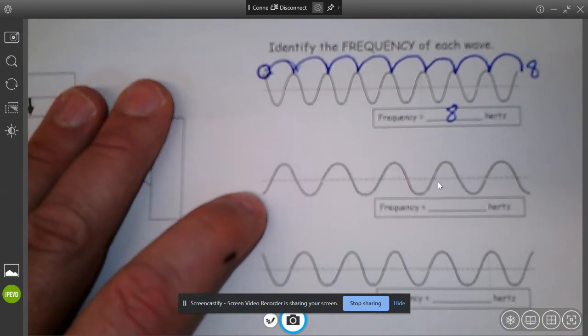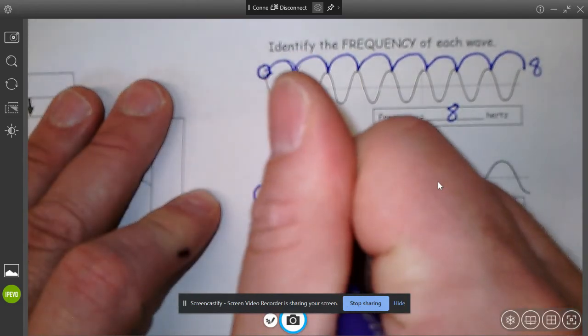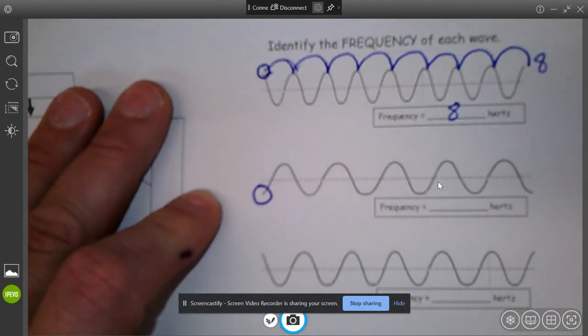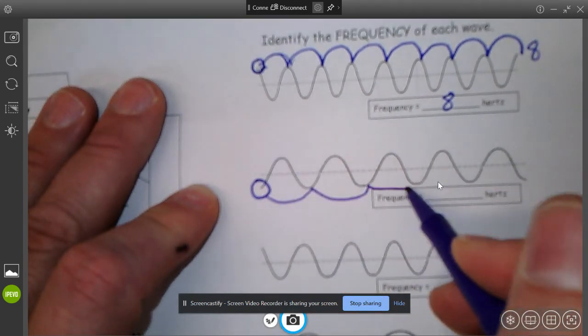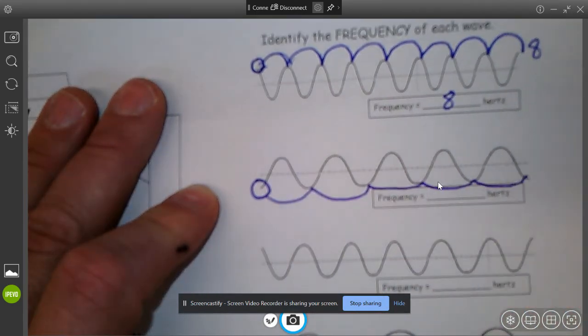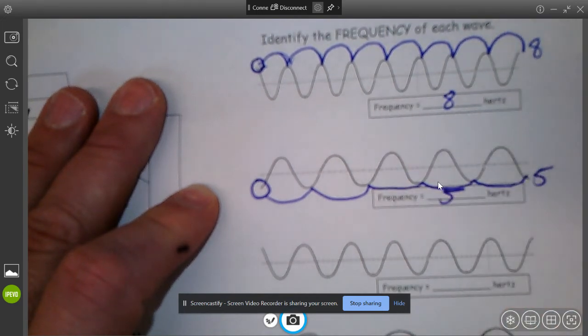Now, when you do one that starts with a trough, you do the same thing. You just do the jumps on the bottom. This is a 0. And we jump 1, 2, 3, 4, 5. This time I did 5 jumps. So I'm going to write 5 hertz.